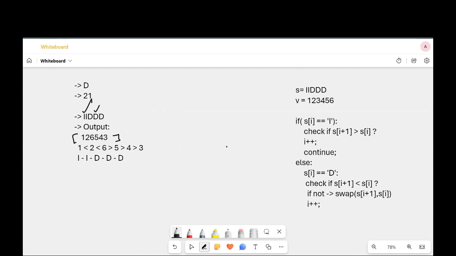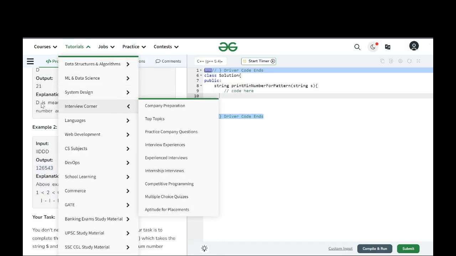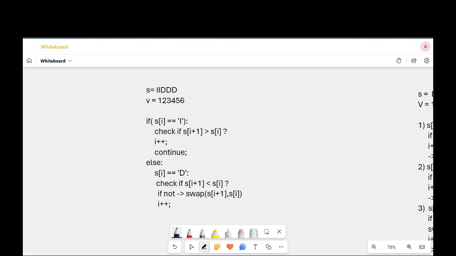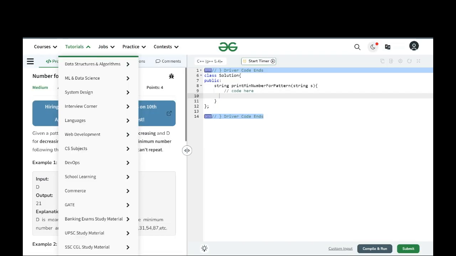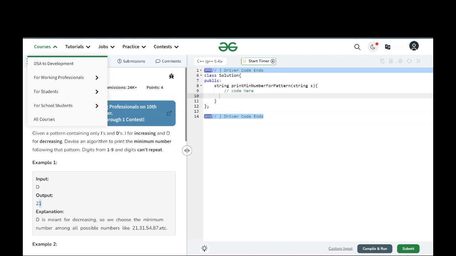If you go through the problem once before viewing this video, you will understand that the very brute force approach that comes to mind is that every time I get an I, I can just add a number greater than my previous number, and every time I get a D, I can add a number which is smaller than the existing number. So let us see where this particular brute force algorithm fails.